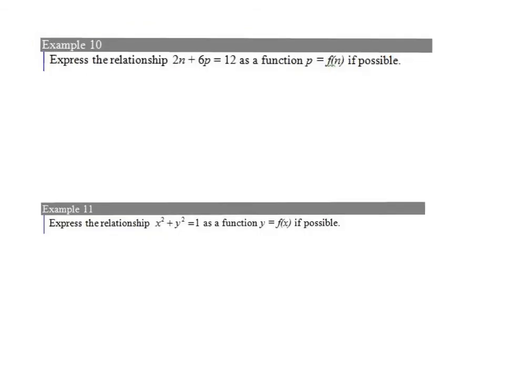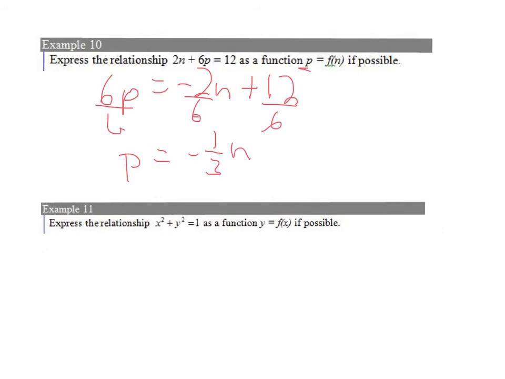So this example is asking me to solve this for p, basically. So I'm going to subtract 2n from both sides. And I'm going to divide by 6. So p equals negative 1/3 n plus 2. Now some people will write this as negative 2n over 6 and then reduce that as negative n over 3, which is okay. I also would want you to start thinking about it as writing it as a coefficient. It'll help you out in the long run that way.